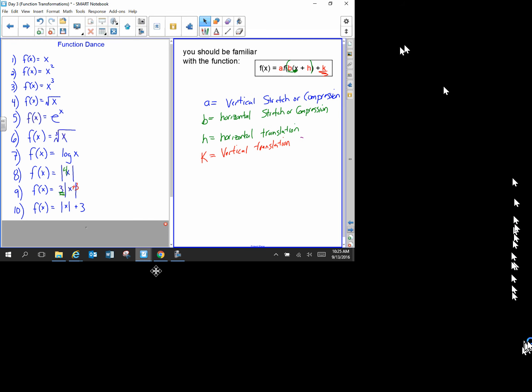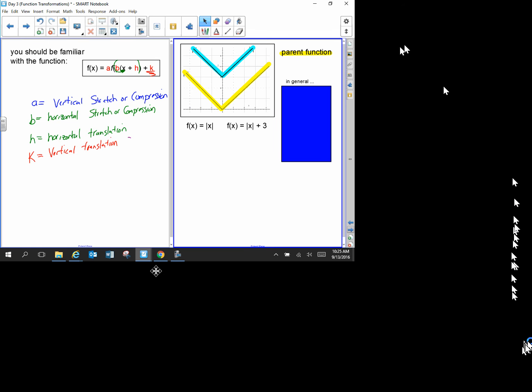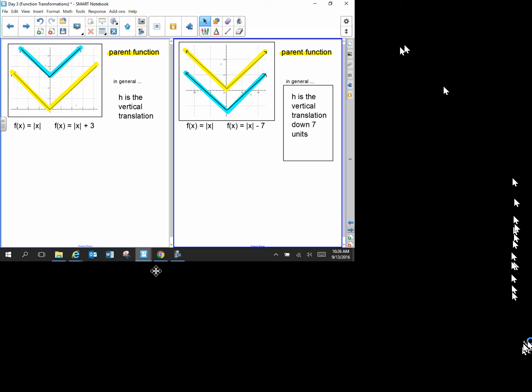So if we're looking at these parent functions right up here, if I have the parent function, the absolute value of x, and our new transform function, the absolute value of x plus 3, k is the vertical translation. This function right here started here and it went up 3 units. If I put a -7 outside of the absolute value, same thing, instead of going up 3, this thing's going down 7 units.